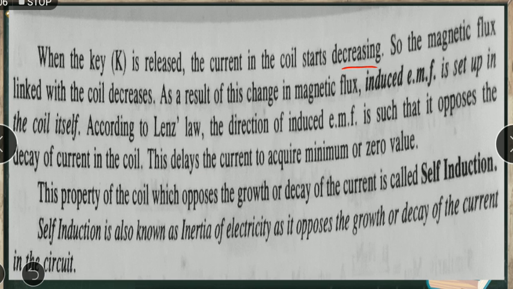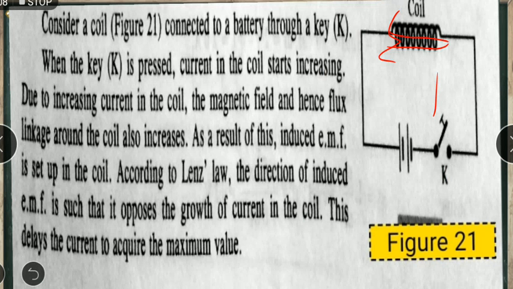What happens if I release this key? Magnetic flux decreases. Okay, if magnetic flux decreases, the current which was generated also decreases, but it directly doesn't come to zero. Okay, that is because of Lenz's law. It opposes the decrease of current due to Lenz's law. Okay, and slowly it comes to zero.